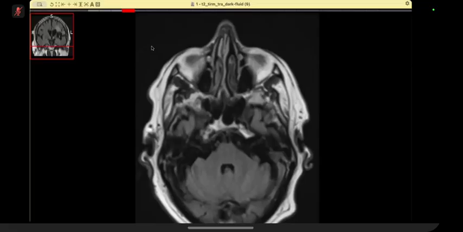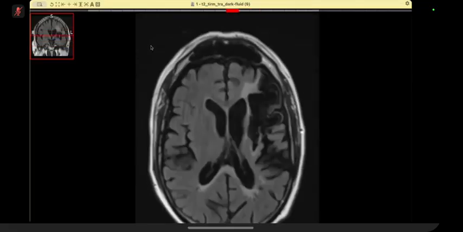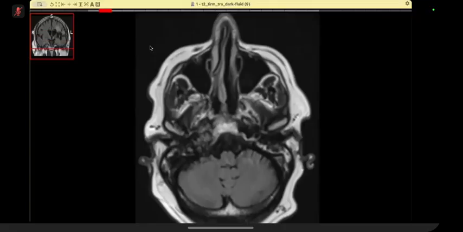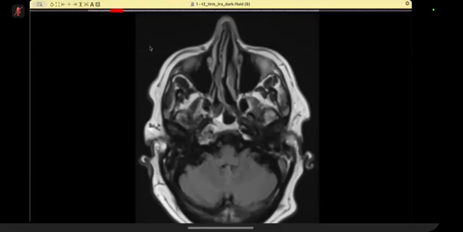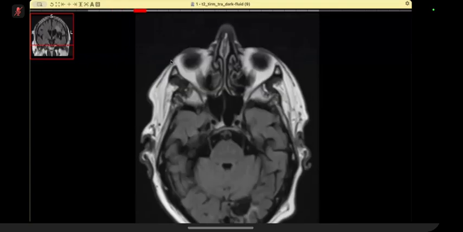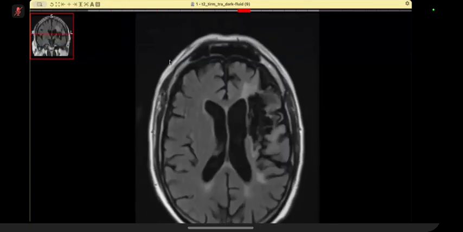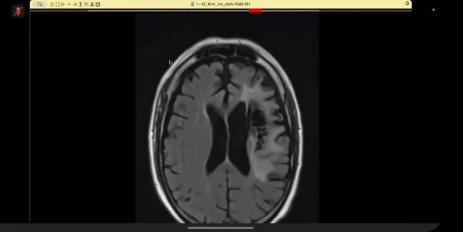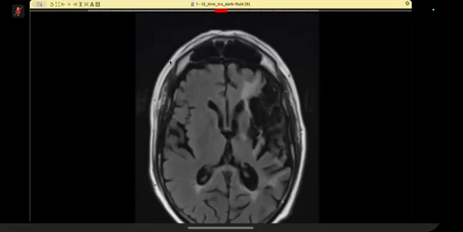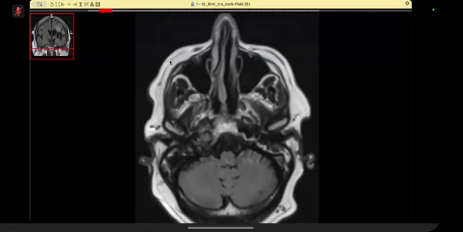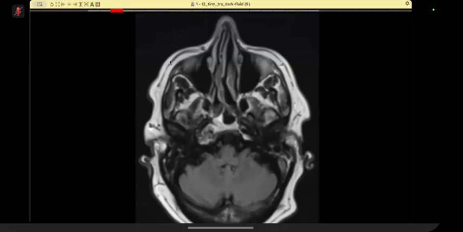Okay, sir, MR. I'm provided with the T1 sequences. I could appreciate a T1 bright lesion centered in the petrous apex. Sorry, sir, I think it's a FLAIR sequence. Okay, so what is happening? So there's a FLAIR bright lesion in the petrous apex. So I would like to see it on the T1.